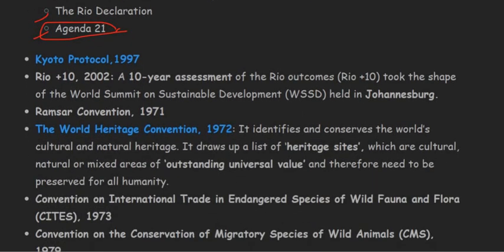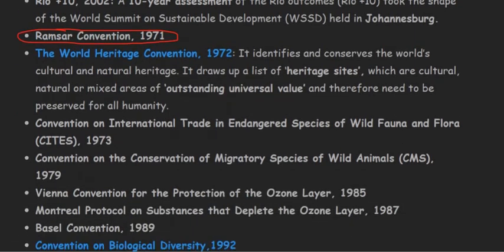Kyoto Protocol, 1997. Rio +10, 2002, a 10-year assessment of the Rio outcomes. Rio +10 took the shape of the World Summit on Sustainable Development, WSSD, held in Johannesburg. Ramsar Convention, 1971.